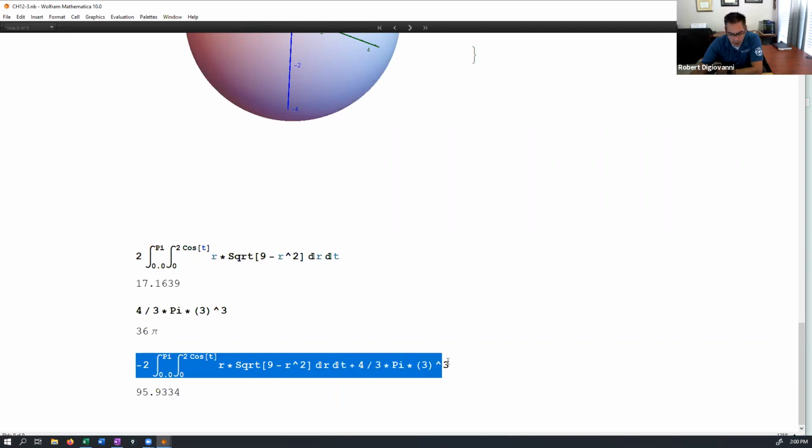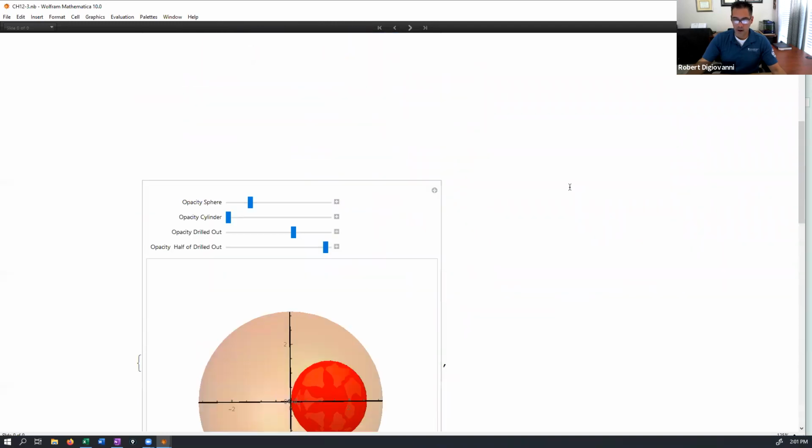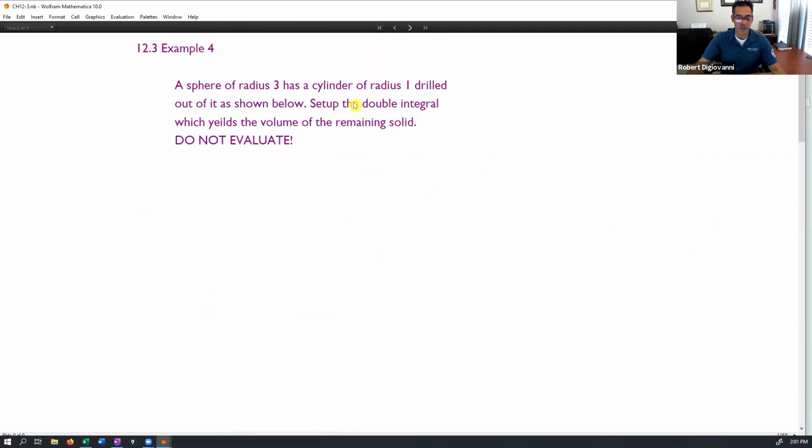Oh, wait, hold on. No, here's the whole thing. This is everything. So this is the volume of the ball. And then I'm subtracting 2 of those integrals right there. And I get 95.93. So you're not supposed to do this work. I'm just showing you that we actually have the volume of that. All right, so hopefully that shows you how polar coordinates can be somewhat useful, in the sense that you can find the volume of some very strange objects that way.